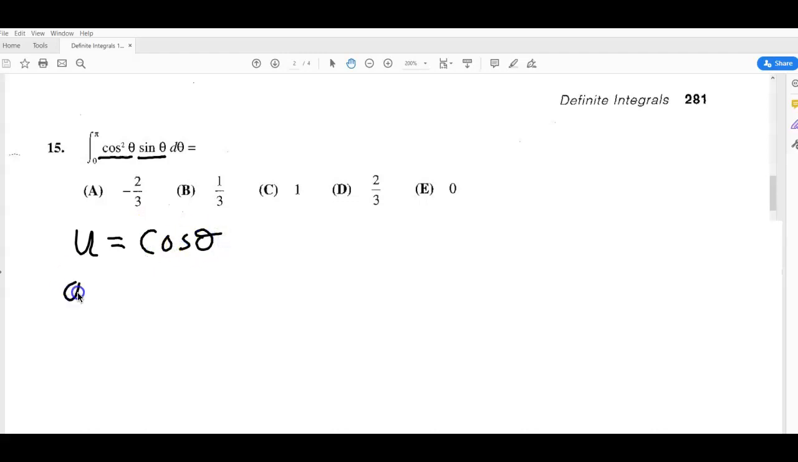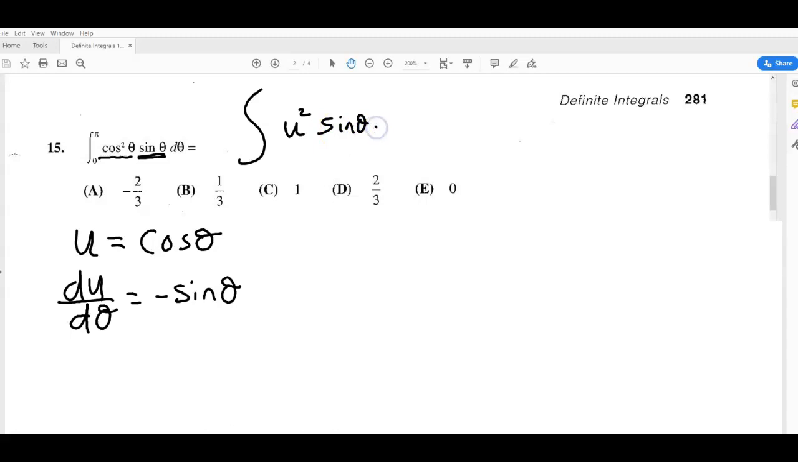Cosine theta is your U, because when you take the derivative of that, you get negative sine theta, and that negative sine theta is going to cancel out this other sine theta. Okay? So the cosine squared theta becomes U squared. And then we still have our sine theta here. And now we're going to replace, let me solve this a little bit more. And I forgot to get the d theta by itself.